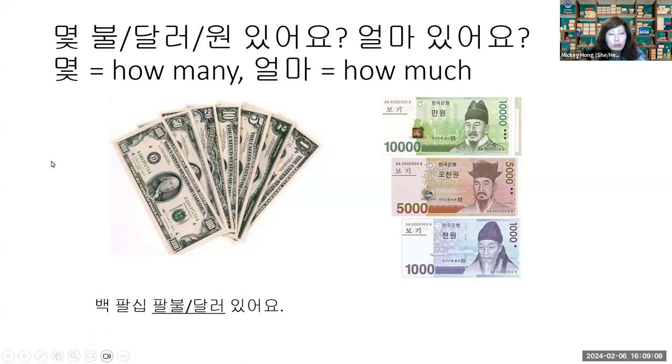188불, 188달러 있어요. You can use either one. 불 is a Sino-Korean word for dollar. I have $188. 16,000원 있어요. And yeah, in the Korean monetary system, 1,000 won is about a dollar, you guys, more or less. So 10,000원 is $10.